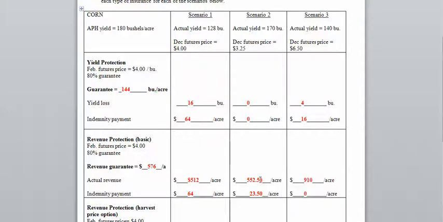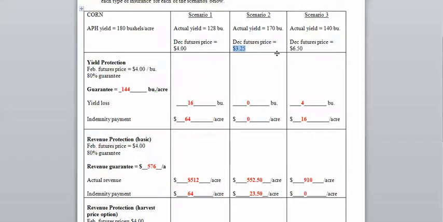All right. Now, scenario 2, we have a good yield. We have 170 bushel per acre yield. That's pretty close to our APH. But we have a major price decline. Price went from $4 a bushel down to $3.25. So, let's take a look at this scenario.